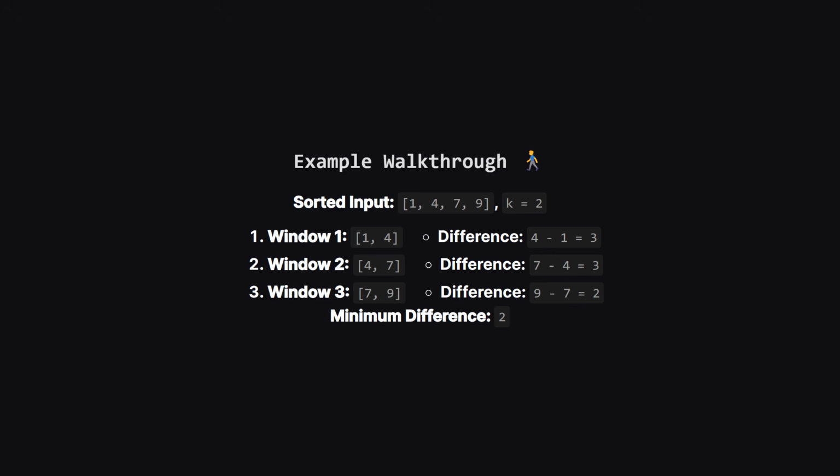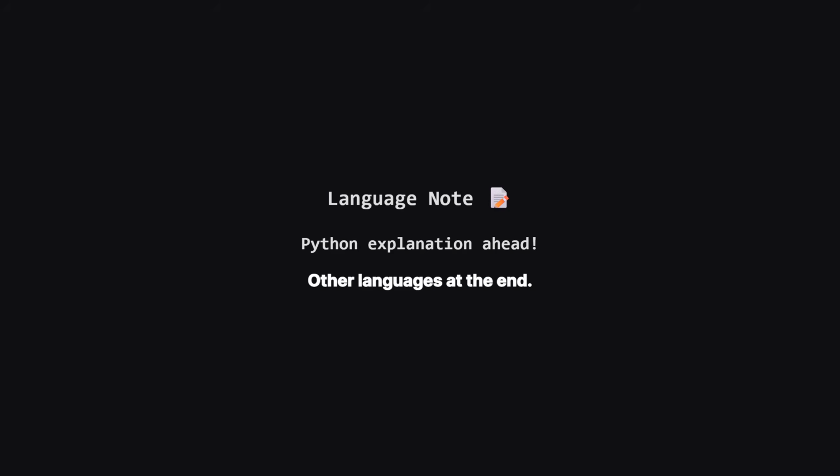Finally, we slide again to get 7 and 9. 9 minus 7 is 2. Comparing our results, 3, 3, and 2. The smallest difference is 2. And that's our answer.